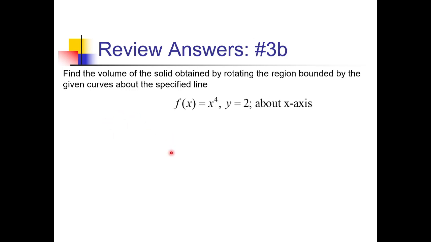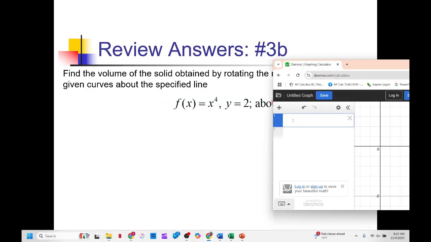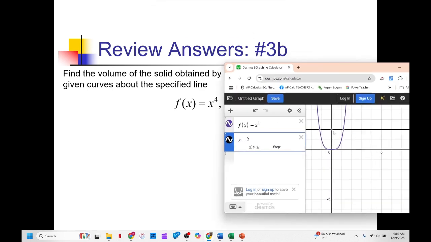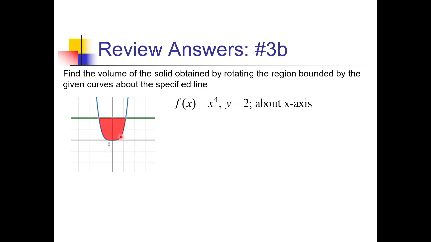On this problem, I'm trying to get a volume of the solid found by rotating this bounded region about the x-axis. Let me start by graphing this out. So on Desmos, I've got, we'll call it f of x equals x to the 4th, and we also have the line y equals 2. So that's what we're dealing with, this area in here. Now if I'm going about the x-axis down here, there is a bit of a gap between parts of my bounded region and the x-axis, the axis of revolution in this case.